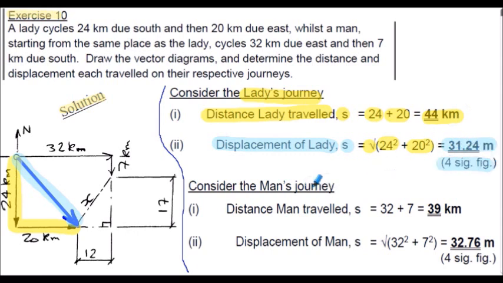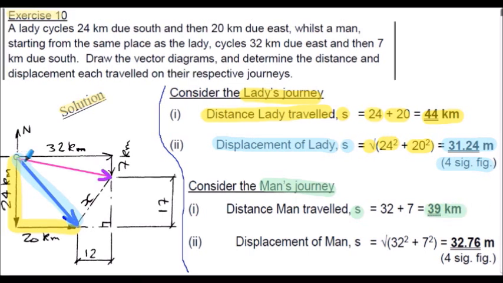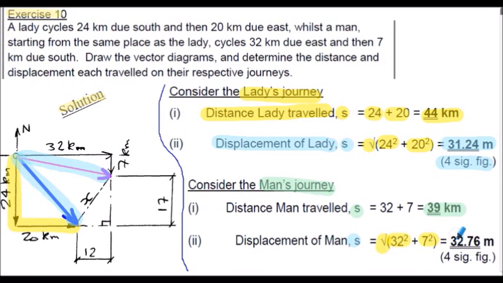We undertake the same exercise for the man's journey. Here's the distance the man travelled. It's 39 kilometres. And here's the displacement for the man, S here, calculated using Pythagoras' theorem again. That evaluates to 32.76 kilometres to 4 significant figures.